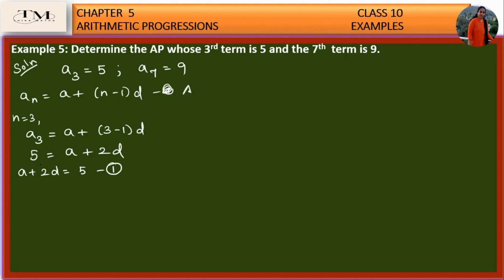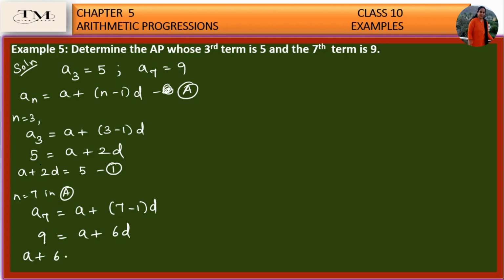Again they gave the seventh term equal to 9. So if you apply n is equal to 7 in A, then we get A7 equal to A plus 7 minus 1 into D. A7 is given as 9. 9 equal to A plus 7 minus 1, it is 6D. So we can write it as A plus 6D is equal to 9. So this is the second equation. So we have to solve 1 and 2 and get the value of A and D.